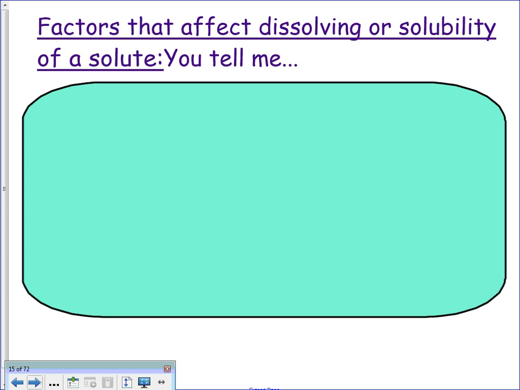Surface area of the particles. Right. So do you want a high surface area or a low surface area to increase the rate of dissolving? High. High surface area, but what size are the particles? Big particles or small particles? Small. Small particles.